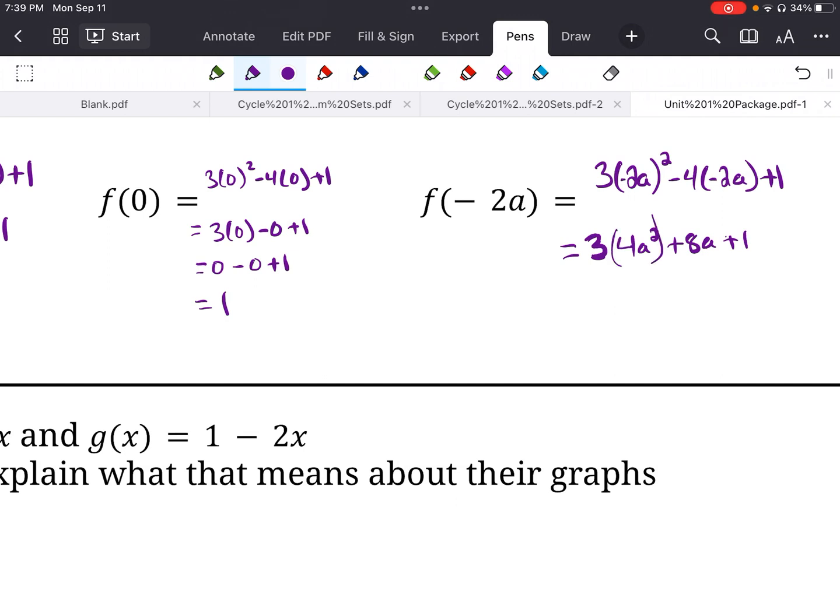Wait a second. And we get 12a squared plus 8a plus 1. For right now, we're just going to leave this here. If you really wanted to, you could factor this out and figure out that a could be a sixth or a half, but we're not going to do that. We're just practicing function notation. We're plugging negative 2a into all the x's, and we get another quadratic function.